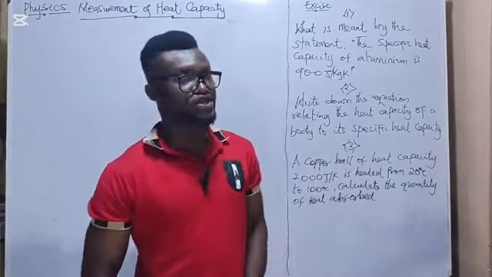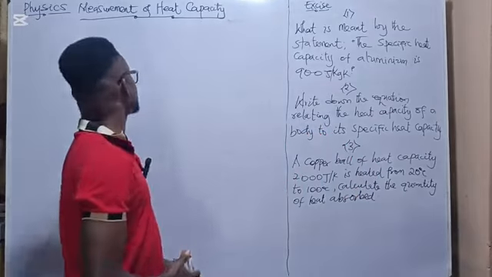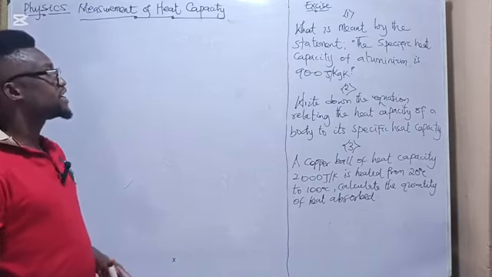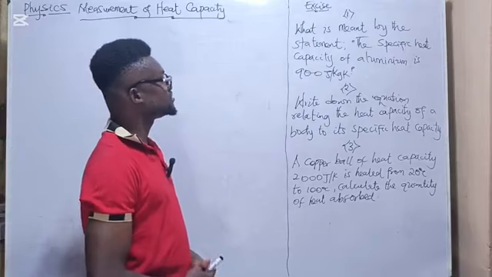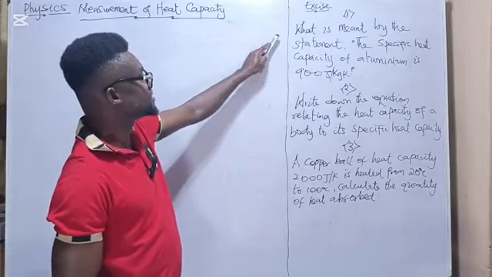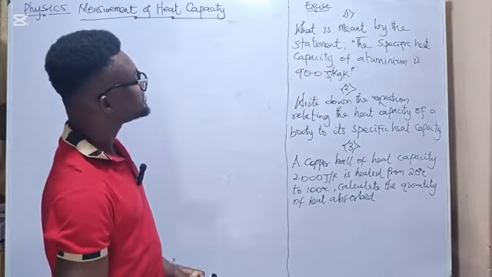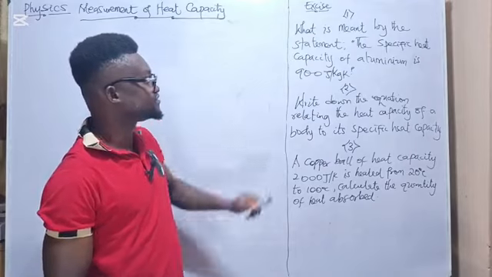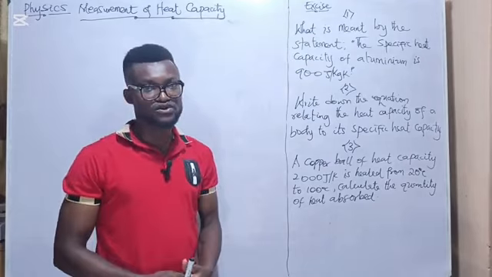So today we are continuing with the topic measurement of heat capacity. We have three questions on the board. The very first question says, what is meant by the statement the specific heat capacity of aluminium is 900 joule per kilogram per Kelvin?